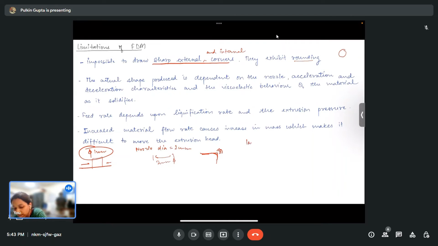So your larger amount of material at a single place creates resistance for the movement of the extrusion head.